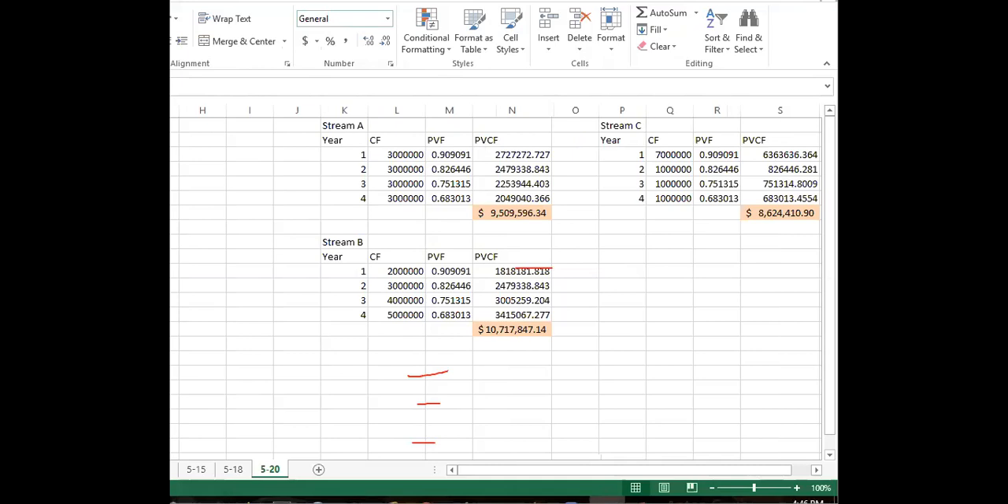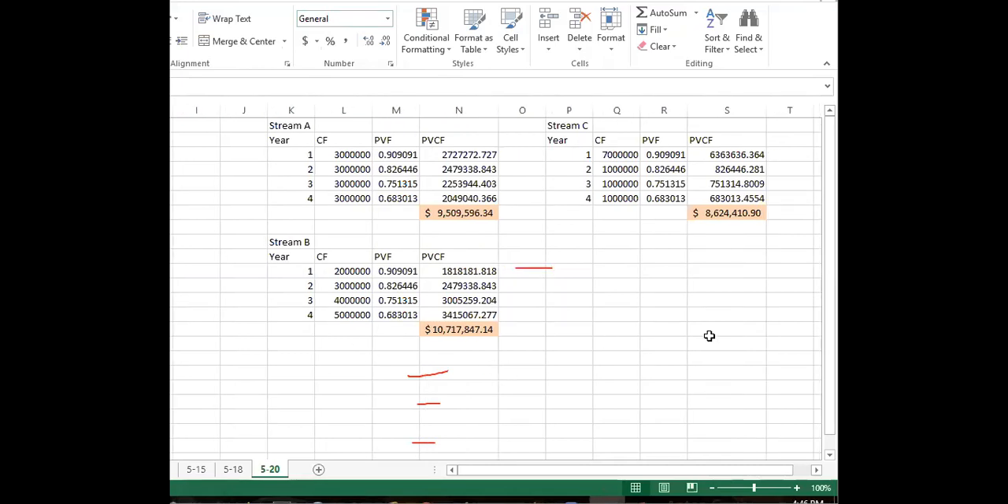Here it is. Now you can see stream A, 4 years, and we have calculated present value factor, and in the last step we multiply present value factor with cash flow, and this is the total present value of stream A, 9.5 million. Stream B has 10.7 million, and stream C has $8.6 million.